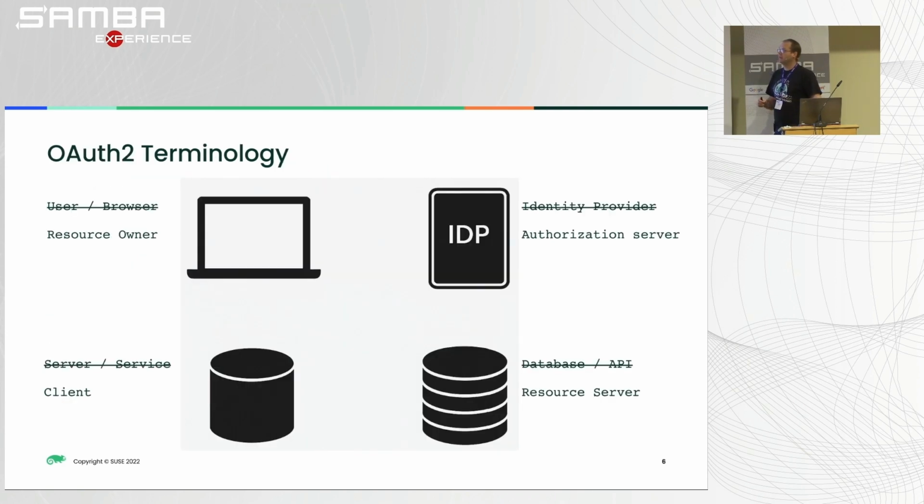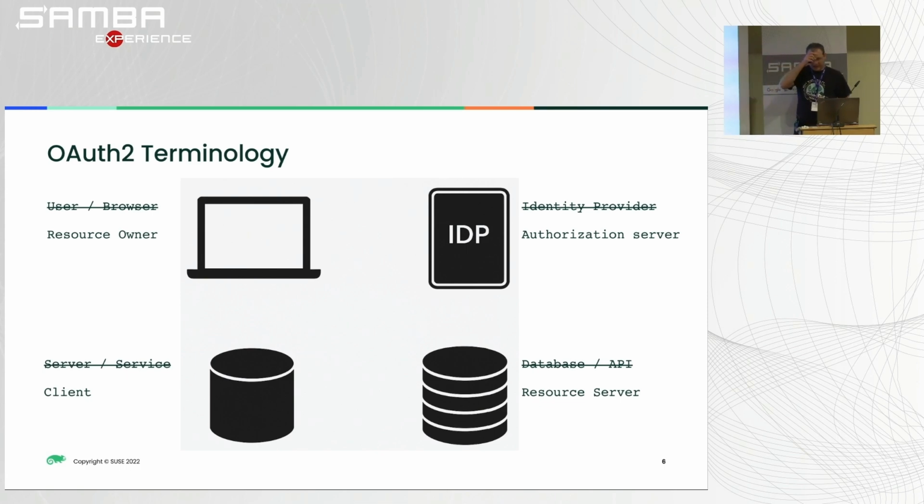So I'll start off with this. William pointed out this OAuth 2 terminology, where things that you would typically expect to be named one way have been renamed by OAuth 2, where, for example, your machine sitting in front of you is going to be called the resource owner instead of a user or a browser. The identity provider is called the authorization server. The server or service that you're contacting is referred to as the client. This is the most confusing part, in my opinion. And then the actual resource, the database or API, is called a resource server.